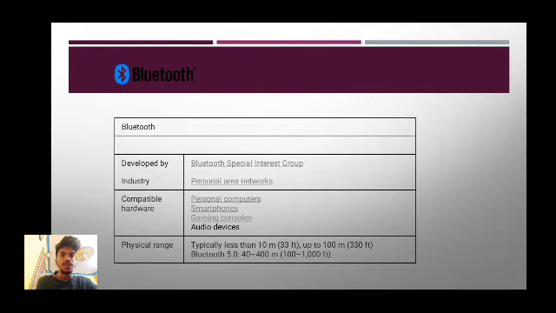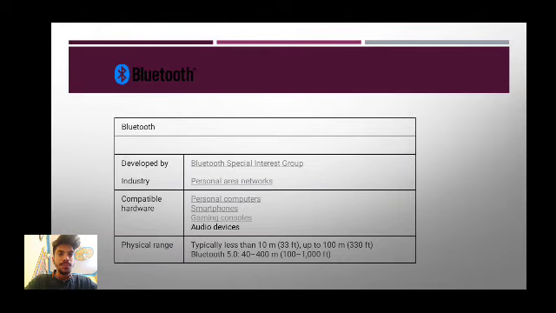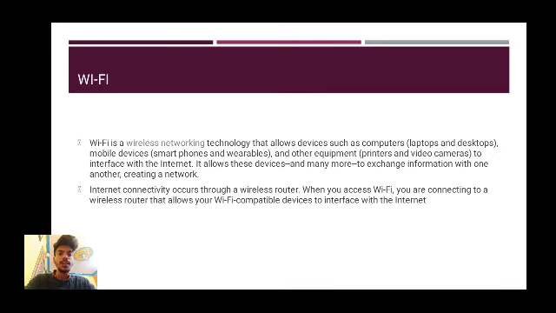Here we have a basic flowchart that will explain Bluetooth easily. Bluetooth is developed by the Bluetooth Special Interest Group. Here we can see compatibility: personal computers, smartphones, gaming controllers, audio devices, and physical range. The range of Bluetooth devices is typically less than 10 meters and up to 100 meters, but when we go to 100 meters, the Bluetooth speed decreases. That's all about Bluetooth.